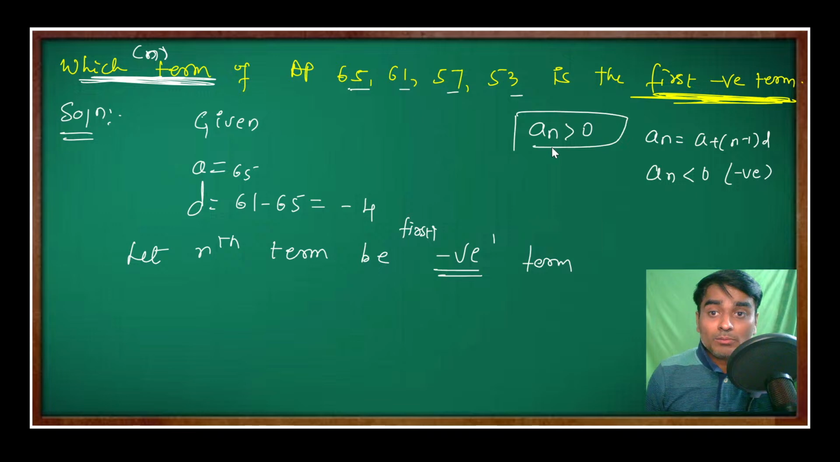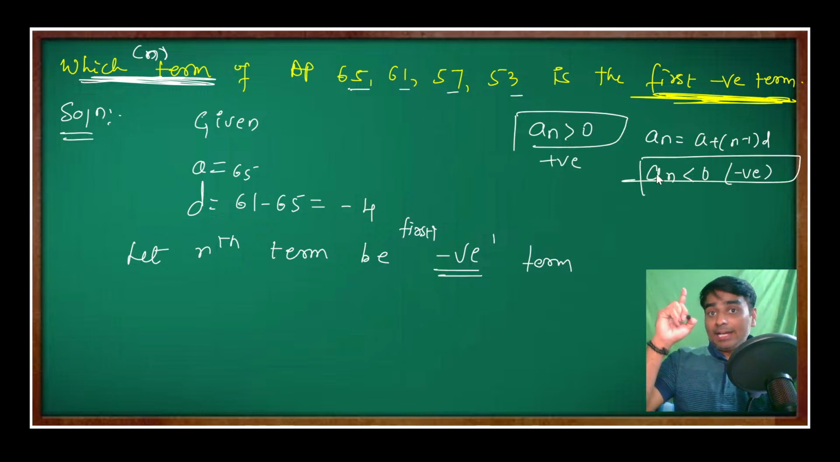a_n should be what? More than 0, positive. a_n should be less than 0 for negative. Remember, less than 0 means left side, below 0 is negative.